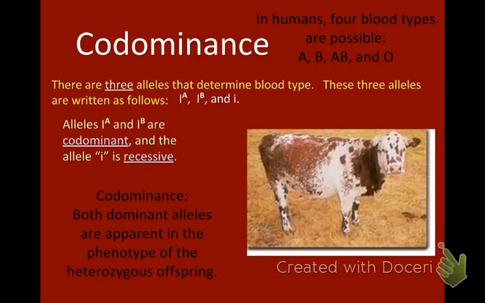So for example, if your mom has type A blood, your dad has type B blood, you will be AB. If your mom has A blood, your dad has O blood, O is ultimately recessive, you will just be type A. I'm type A blood.